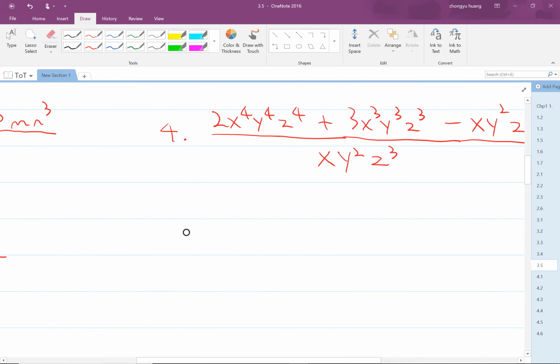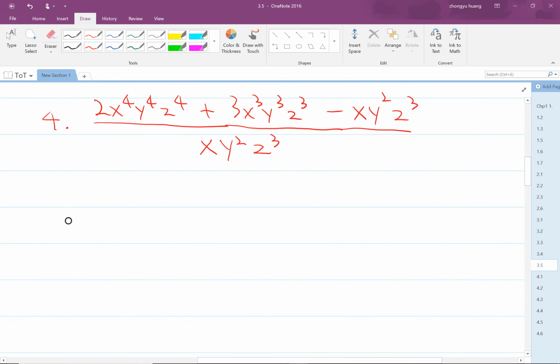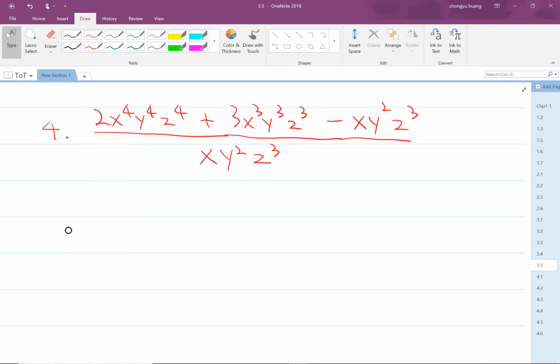Let's move into question 4. As you see, question 4 is the same thing, but it's just a little bit more variable. So let's just do it, okay? Basically, let's focus on the numerator first. As I always say, let me write it down again.